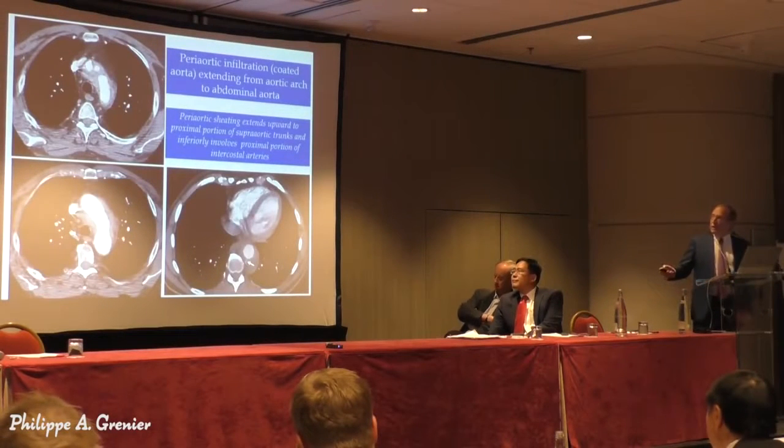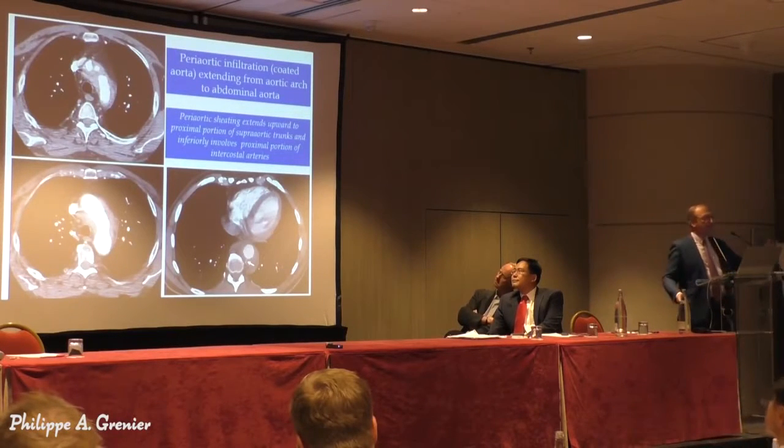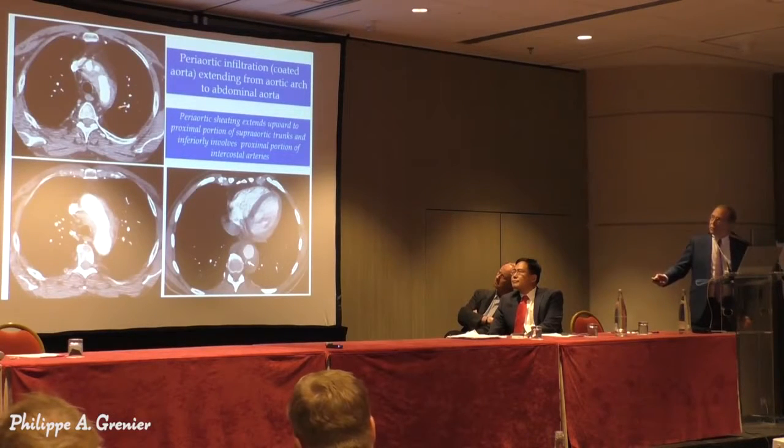Now, first, let's start with the mediastinum. In the mediastinum, the most common pattern of infiltration is perivascular infiltration. We see this infiltration of soft tissue around the aorta. This periaortic infiltration extends from the aortic arch to the abdominal aorta, and this is called coated aorta. We see the periaortic sheathing extend upward to the proximal portion of the supra-aortic trunks, and inferiorly it involves the proximal portion of the intercostal arteries, for instance.